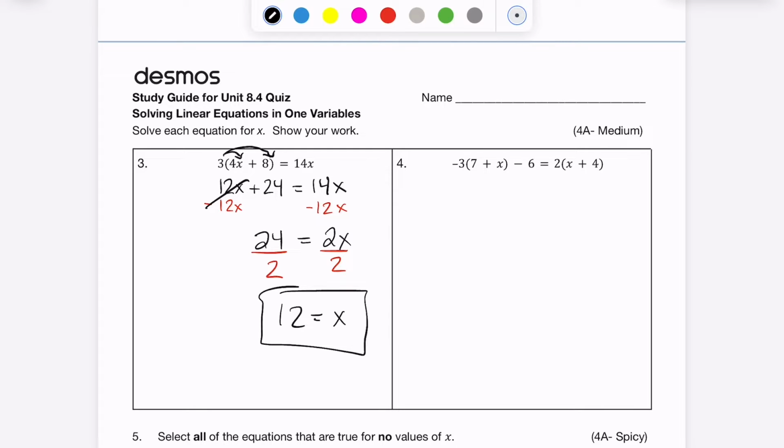Okay, so that's again this key step of recognizing I want to take away 12x. Because I want to make it so that I only have x's on one side of the equation and I only have constants, numbers without variables, on the other side.